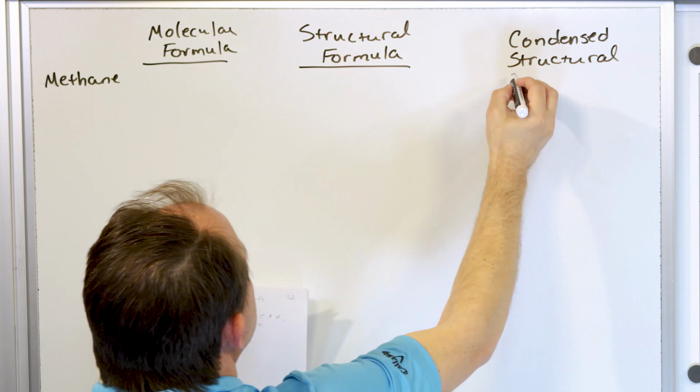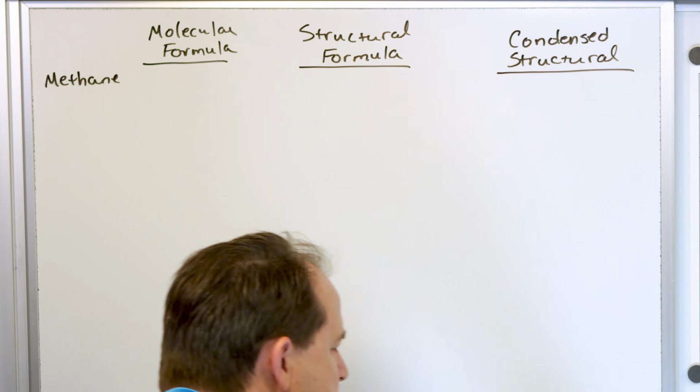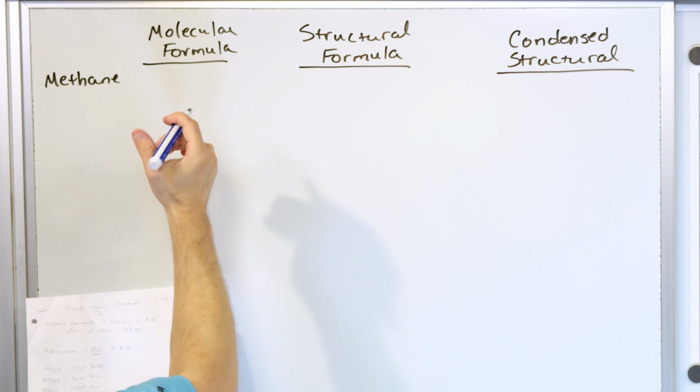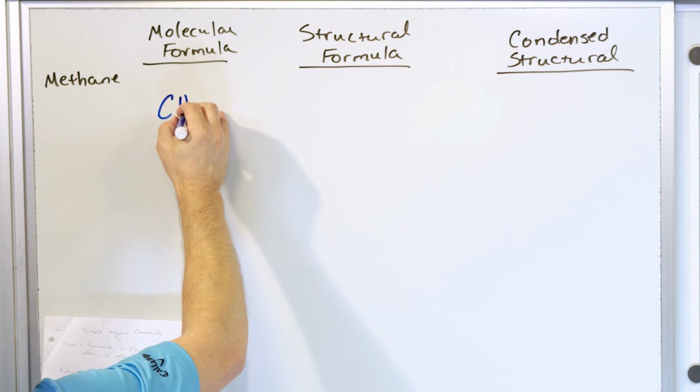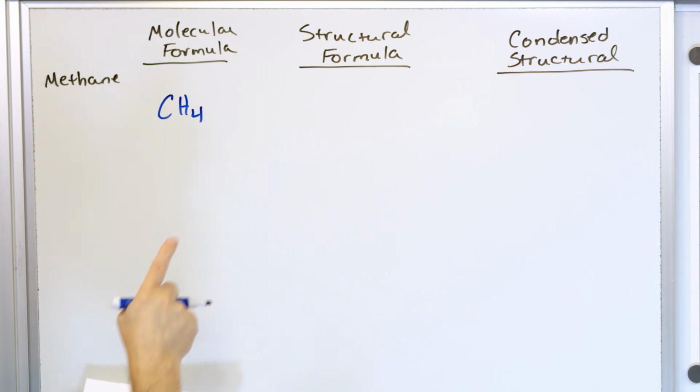So here we go, let's just talk about this. We're not going to write down too many of these. We're just going to do a few of them, but it's going to be very, very helpful. So let's talk about methane. The molecular formula of methane is CH4. It's the simplest one, right? So what would the structural formula be?